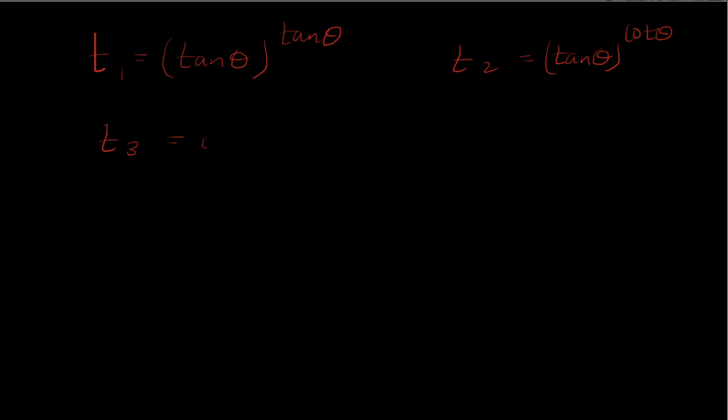In this video, we'll be looking at 4 different trig functions, and we're going to be arranging them in decreasing order. So the first function is tangent to the tangent power. Then we have tangent to the cotangent power, cotangent to the tangent power, and then cotangent to the cotangent power. And then here we have theta is between 0 and 45 degrees.